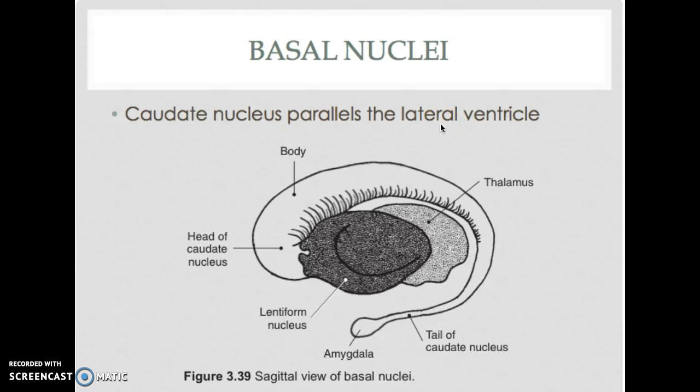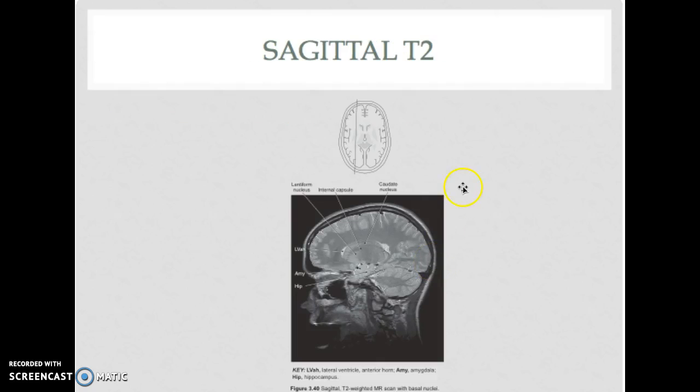This is your caudate nucleus. You have the head of your caudate nucleus, the body, wrapping around to your tail and your amygdala, and your lentiform nucleus is here with your thalamus back here. So when we look at a sagittal, this is a proton density, a spin density, kind of T2 weighted. So your lentiform nucleus here, your head of your internal capsule, and let's see, your caudate nucleus with your hippocampus.